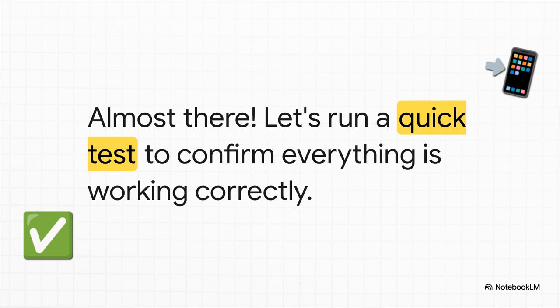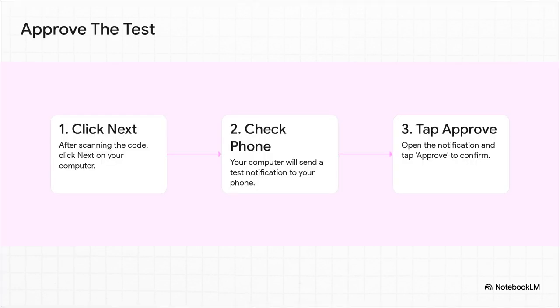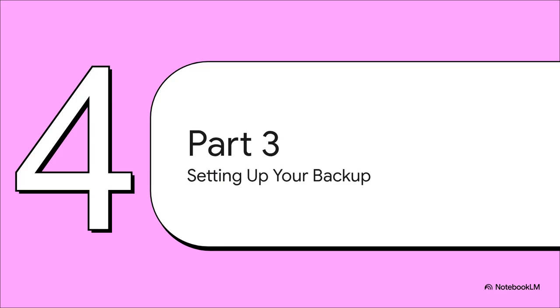We just need to do one last quick test to make sure everything's working perfectly. Back on your computer, go ahead and click the Next button. What that does is it sends a test signal directly to your phone. You should see a notification pop up any second now. Just tap on it and hit the big Approve button. That's you telling the system, yep, it's me and I have this phone. Fantastic! The main part is all done.